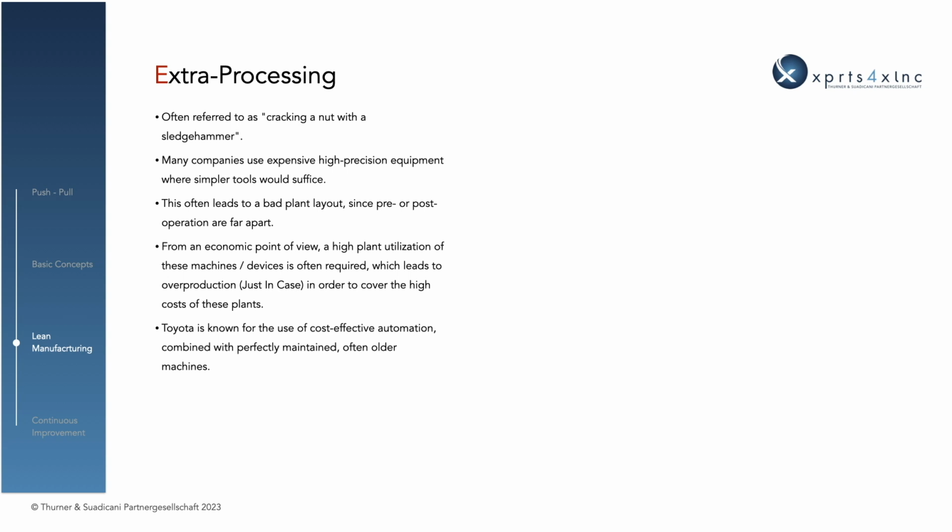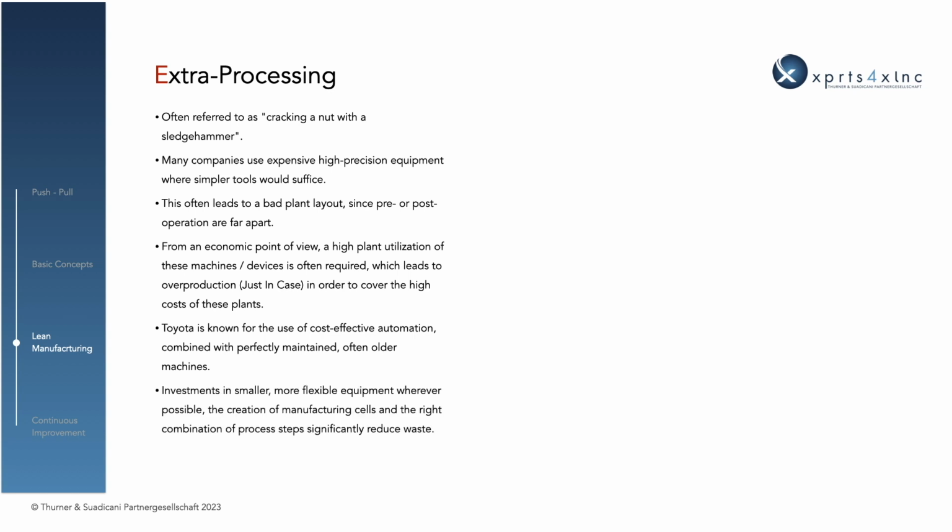Toyota is known for the use of cost-effective automation, combined with perfectly maintained, often older machines. Investments in smaller, more flexible equipment wherever possible, the creation of manufacturing cells and the right combination of process steps significantly reduce waste. Over-engineering is a form of extra processing.